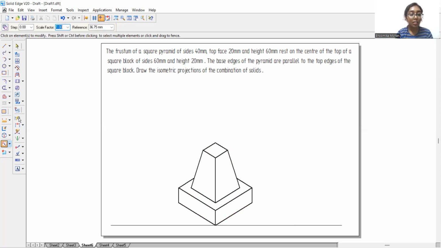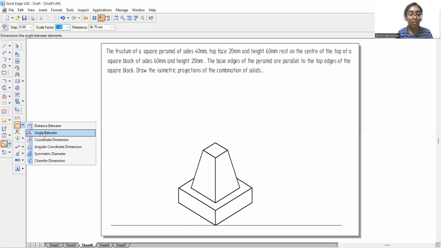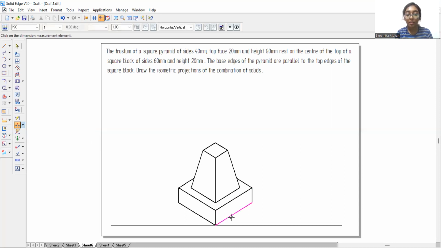Now, taking angle between tool and measuring the angle between the reference line and the square block, we finished the problem by taking the isometric projections. We have obtained the required projection. So this is the required projection.